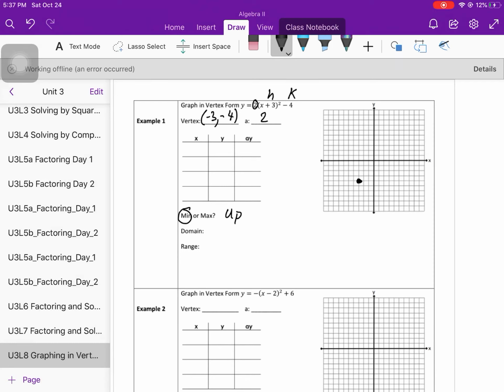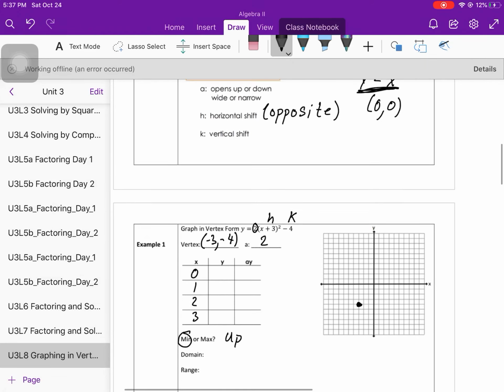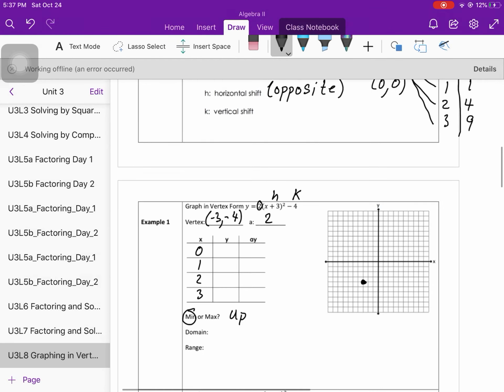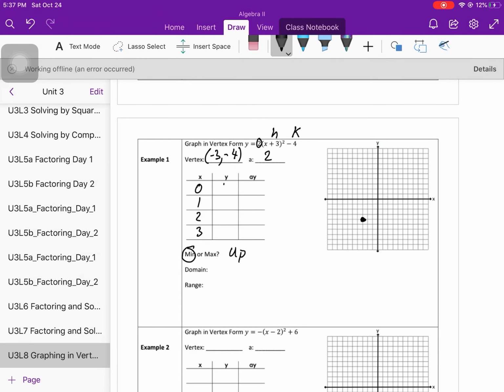Okay, so if you remember, we use this table. You may have seen this before. What we do is we always use the same numbers: 0, 1, 2, and 3. And then we refer back to the parent function, y equals x squared. If I make an x and y table with 0, 1, 2, and 3, and plug those in for x each time, it's just squaring that number. So 0 squared is 0, 1 squared is 1, 2 squared is 4, and 3 squared is 9. These numbers should look really familiar. You've used these a lot in the past. That's what we get here every single time.